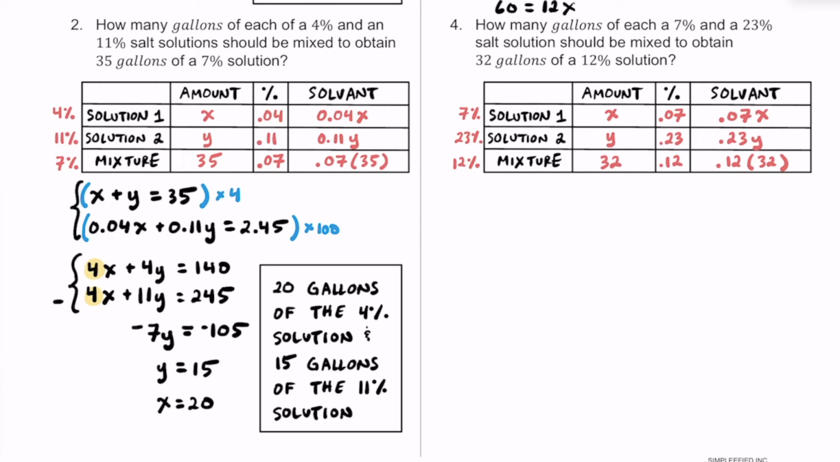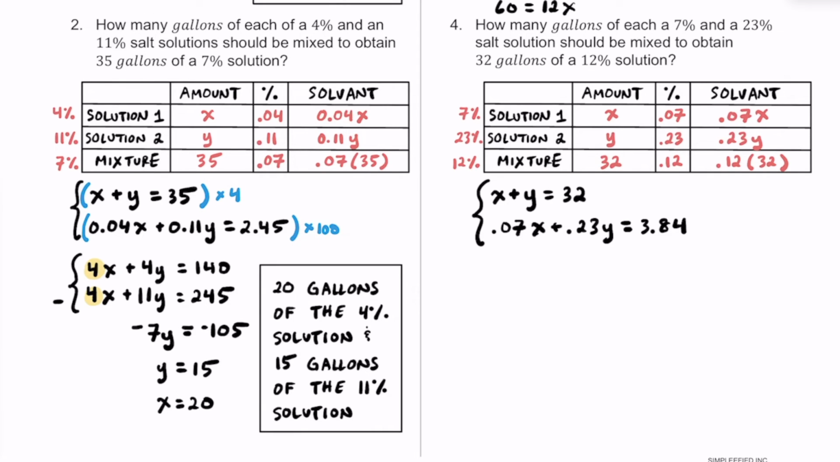So to set up our system, we know if we add each of these 2 solutions, they should add up to the 32 in total. So we can say X plus Y is equal to 32. And then we also know that if we add the solvent in the first plus the solvent in the second, that should equal the solvent in the third. So I'm going to say it's going to be 0.07X plus 0.23Y, and that's going to equal this 0.12 times 32, but that's the same thing as 3.84. All right, so this right here would be a system that we can solve to solve for how much of each of the solutions we need to make this.